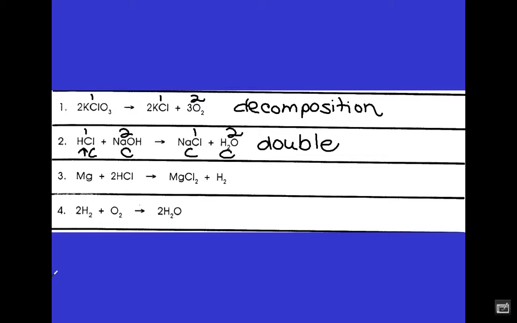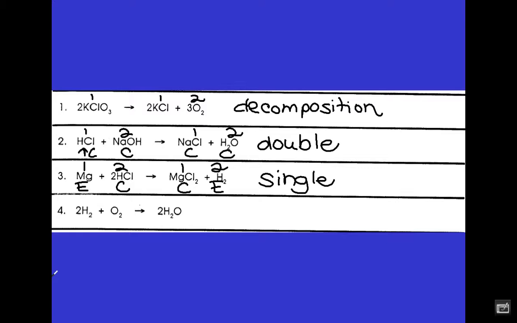Let's look at number 3. I have 1, 2, and 1, 2. Again, that rules out synthesis and decomposition. So let's take a look at the makeup. This is an element, magnesium, and a compound, HCl. On this side I have a compound, Mg and Cl, and an element. That is the profile for single replacement. Do you see, by going through the same process over and over, it helps me rule out ones that it can't be, and that actually helps me make my decision faster.